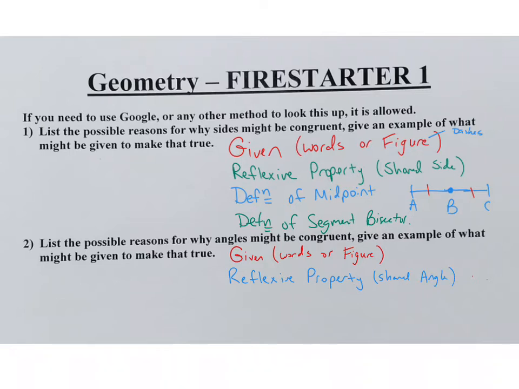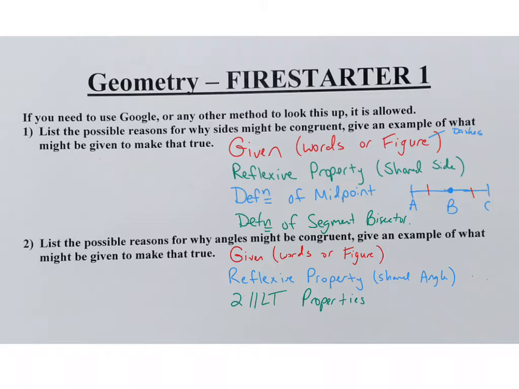What else could we have? Well, if you see two parallel lines cut by a transversal, we have all those theorems and properties we learned, like alternate interior angles, corresponding angles, alternate exterior angles, right? All that.